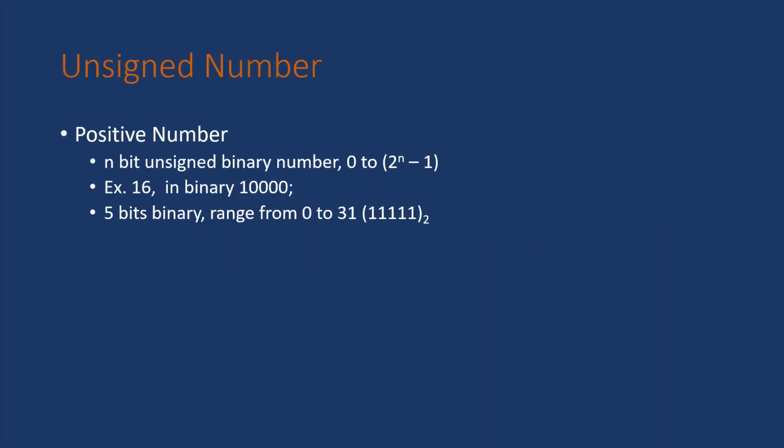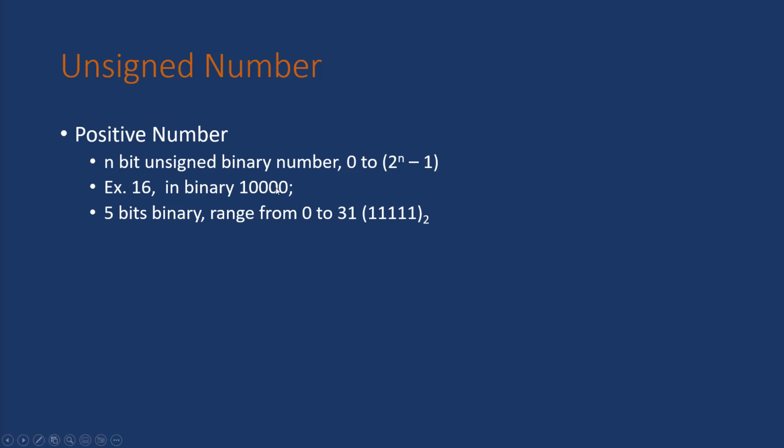First, let's talk about the unsigned number. The unsigned number is a positive number. If we have an n-bit unsigned binary number, the data range is going to be from 0 to 2 to the power n minus 1. For example, if we have 16, in binary it is 1, 0, 0, 0, 0.